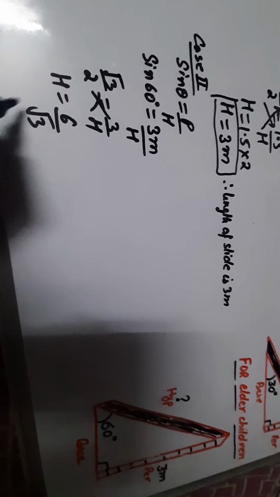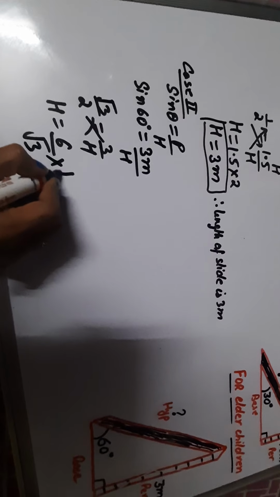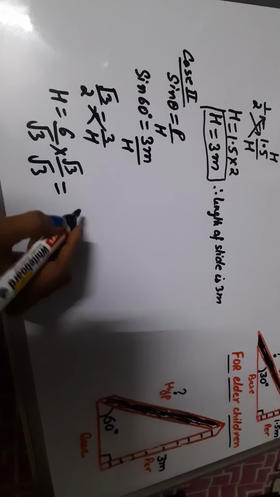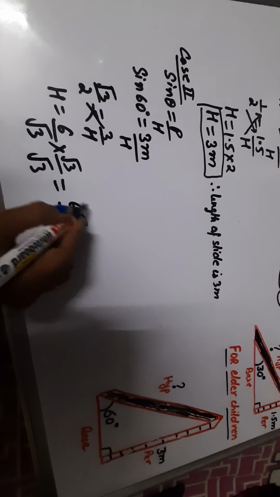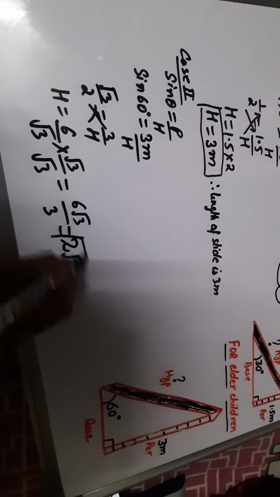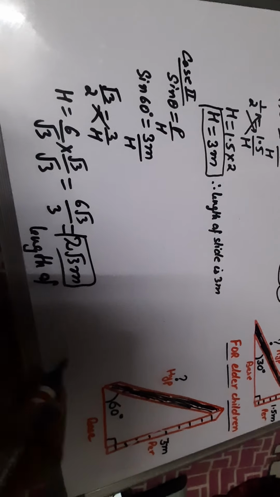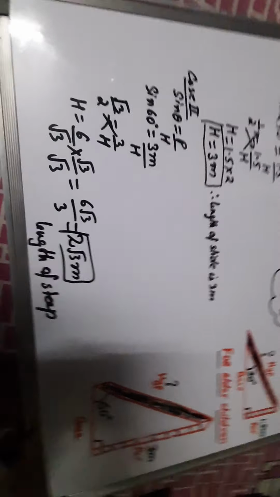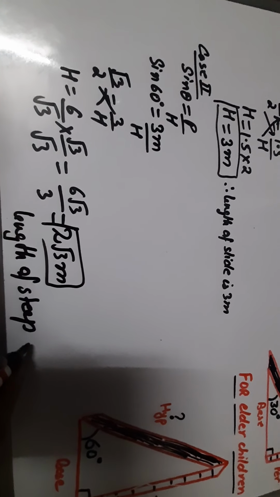But this can't be the final answer because there is a root in the denominator. So we must rationalize it. By rationalizing it, we'll get 6 root 3 by 3. After cancelling it out, we'll get 2 root 3 meters as the length of the steep slide which is placed for the elder children.